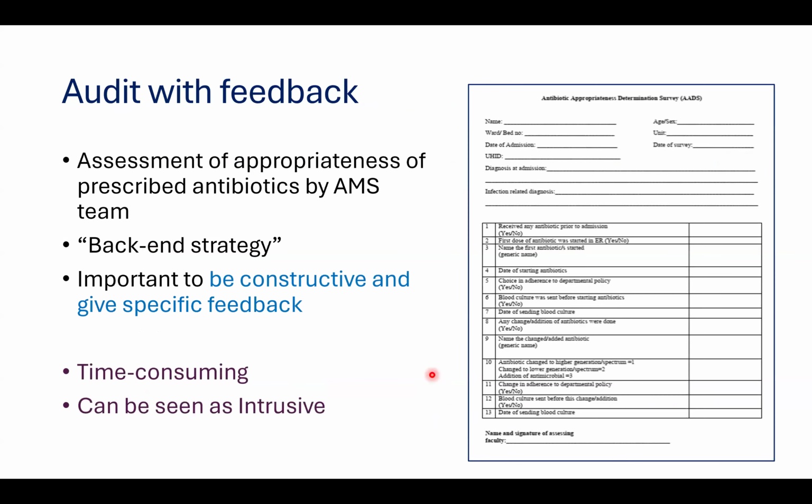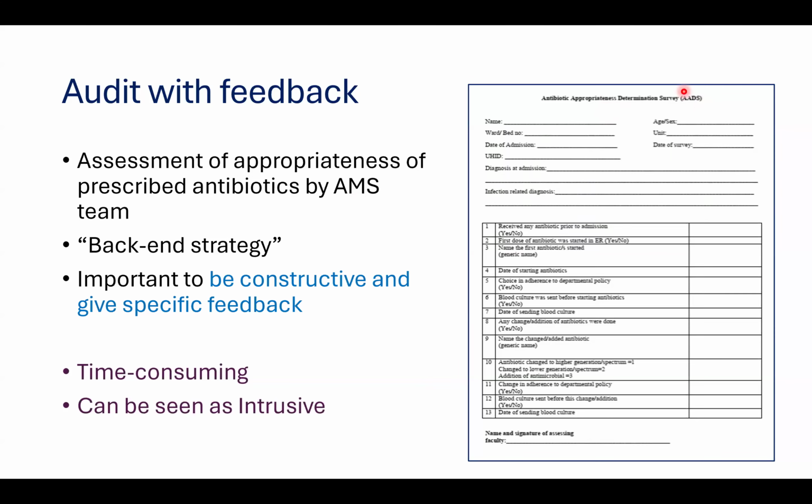A more common example of what can often be done in our setting is the audit with feedback. How this is done is that the appropriateness of the prescribed antibiotics can be assessed by the antimicrobial stewardship team. They do not need to be there at the time of rounds, but they can review the files of the babies admitted in the last 7 days, and they can do a sort of appropriateness determination survey.